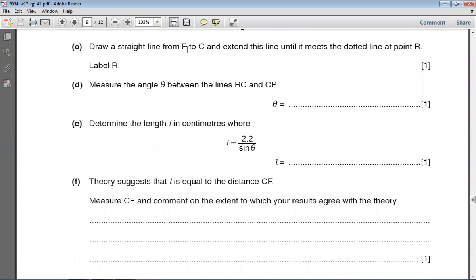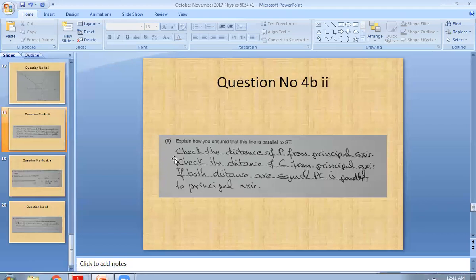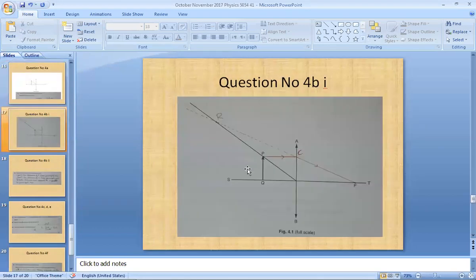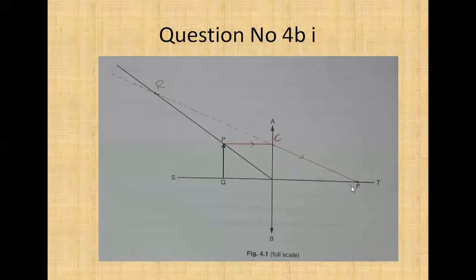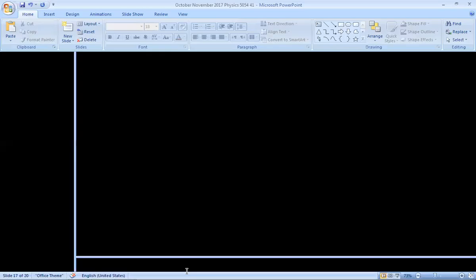Draw a straight line from F to C and extend this line until it meets the dotted line at the point R. Label R. So what are they talking about? Let me show you. Join the F and the C. It will be a continuous line, and then I will prolong it behind. It will be a dotted line. I will continue until it crosses this line, which is coming from the P. Where that crosses it, I will label this point as R. So this is what they're talking about.